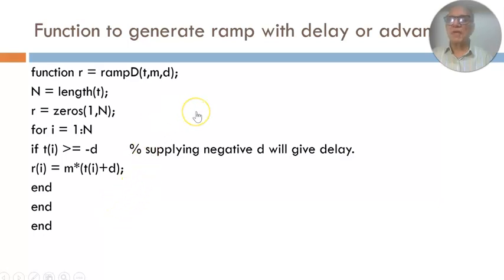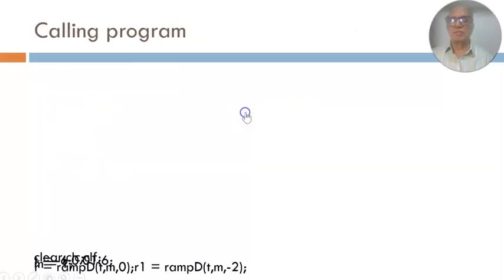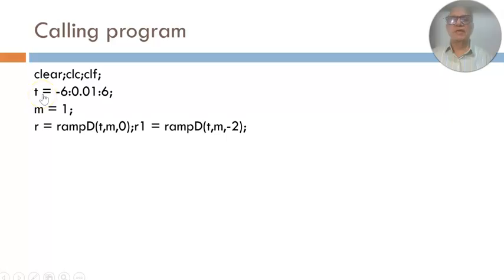All right. So now let's see how to use this function, the calling program. First you define your time vector, let's say from -6 to +6 with a sampling time period of 0.01. This could be smaller. For example, for better results, you can use 0.001, 0.0001 and so on. But 0.01 gives reasonably good results, so we can check for that. M equal to 1, so we are going to use unit slope itself. And now, t is there, m is there.